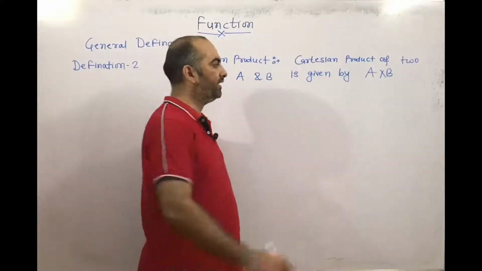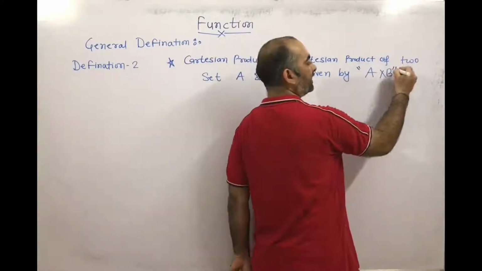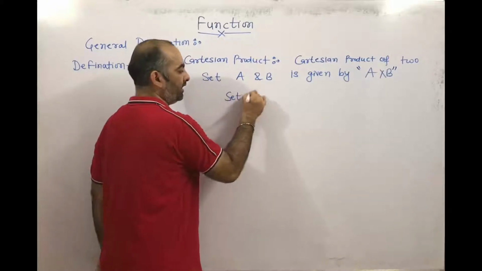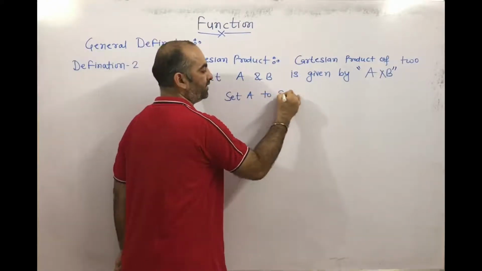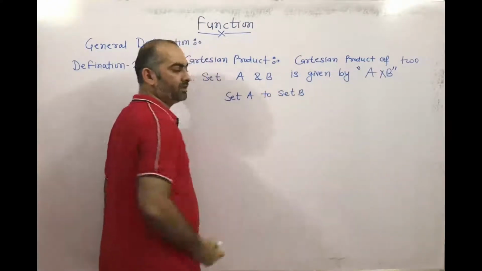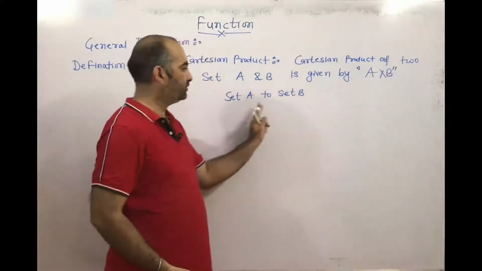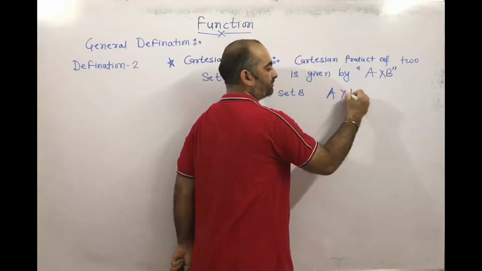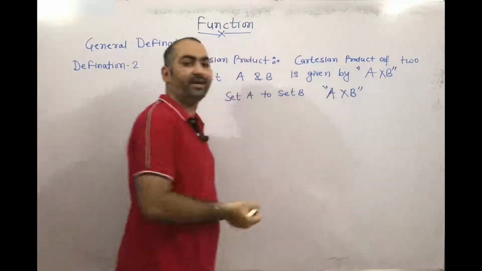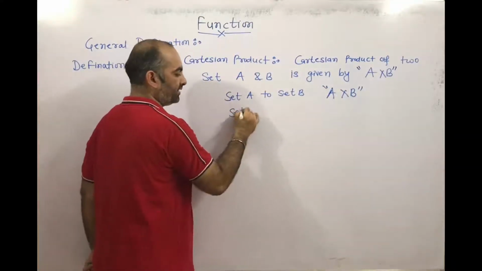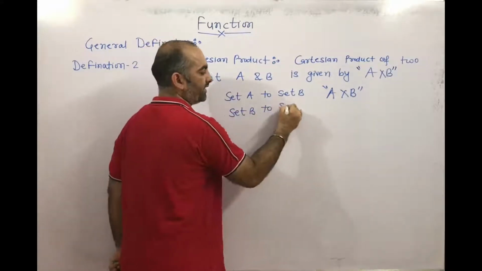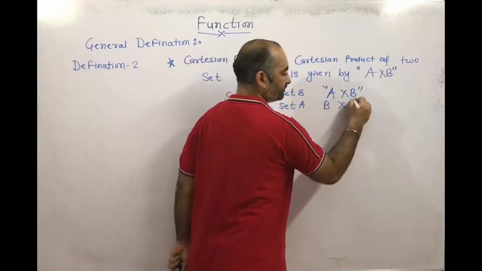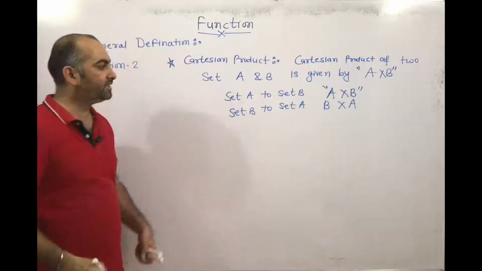So here, A cross B is what? It is called set A to set B. A cross B is denoted by set A to set B. So set A to set B, what will we write? A cross B. And if I write set B to set A, what will we write? B cross A.